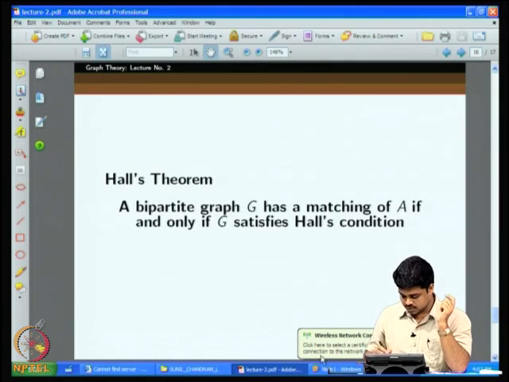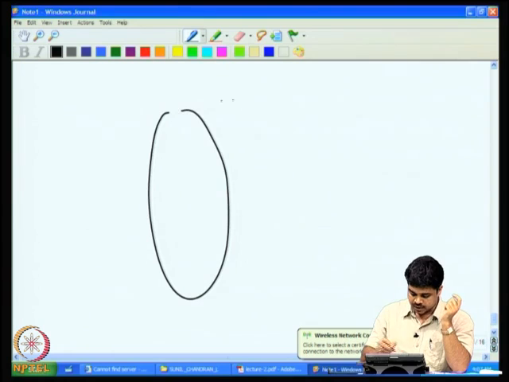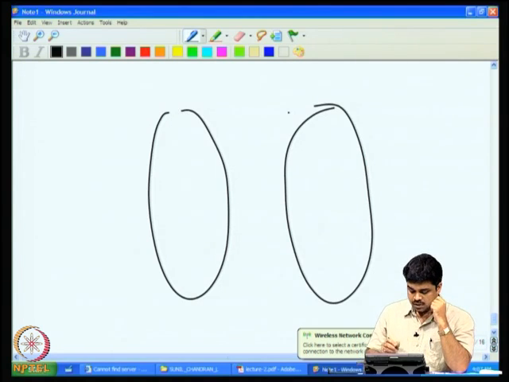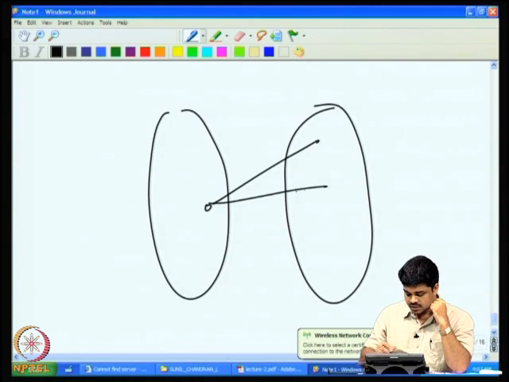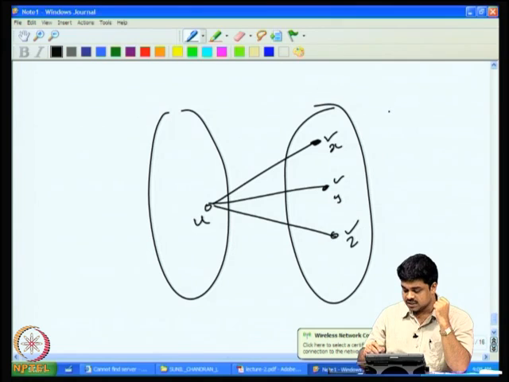So, what is a neighborhood? Let me draw the graph. Suppose this is our bipartite graph. Now, this vertex has neighbors here. If you look at the neighbors, these are the neighbors of it. If these are the edges going out of it, this is the neighborhood. So, if this vertex is named U and these are x, y, z, then we say that the set {x, y, z} is the set of neighbors of U.